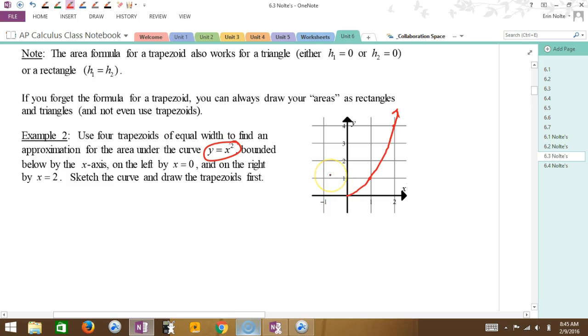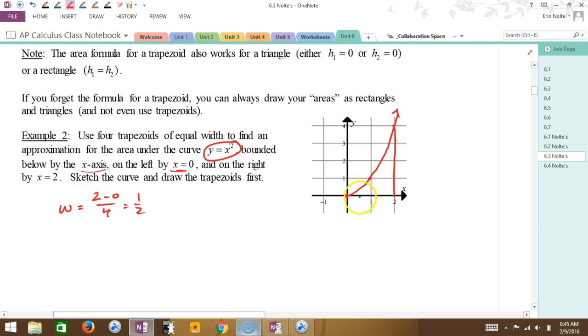I'm not even going to the left-hand side because I see that it's going to be bounded by the x-axis, by x equals 0 and x equals 2. So we're basically looking between 0 and 2, and we're going to create 4 trapezoids. So if I have 4 trapezoids between 0 and 2, what are the widths? 0.5, good. If you wanted to do the math on that, you could go 2 minus 0 divided by 4, which gives you 1/2.